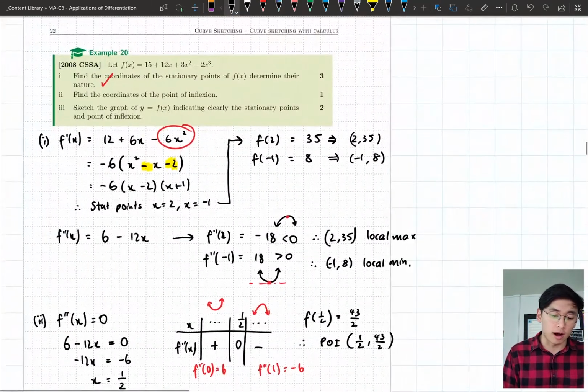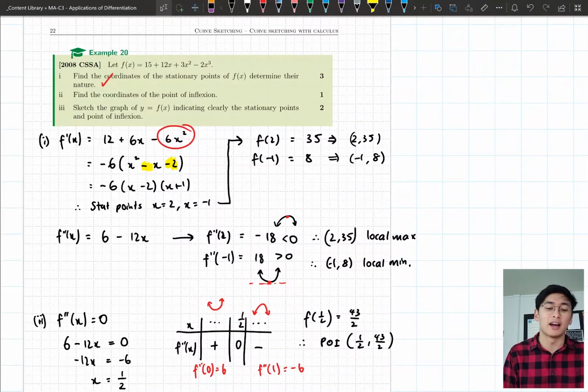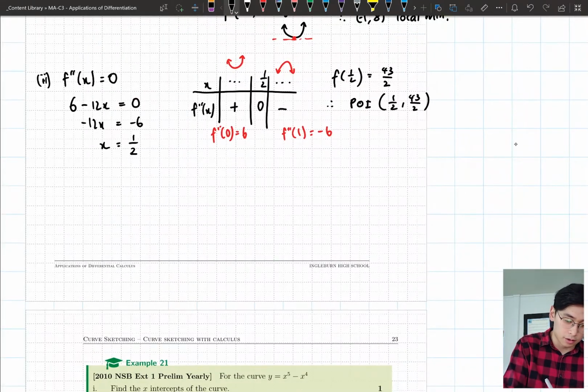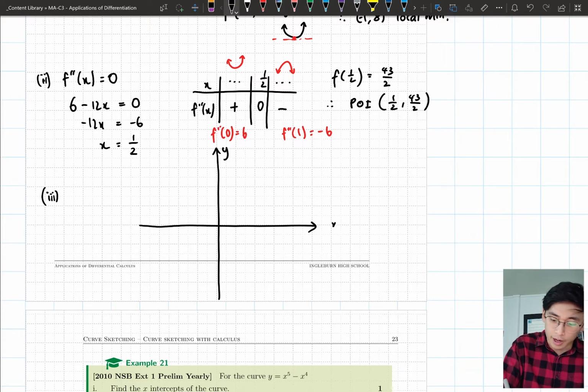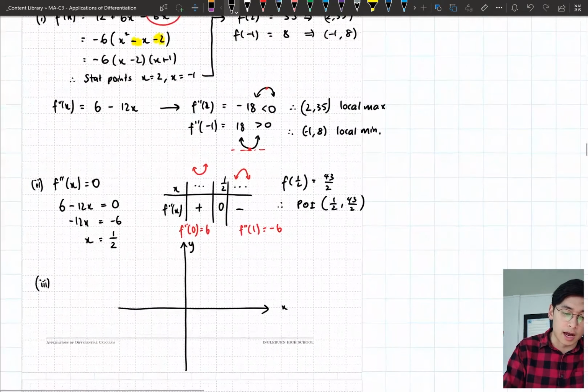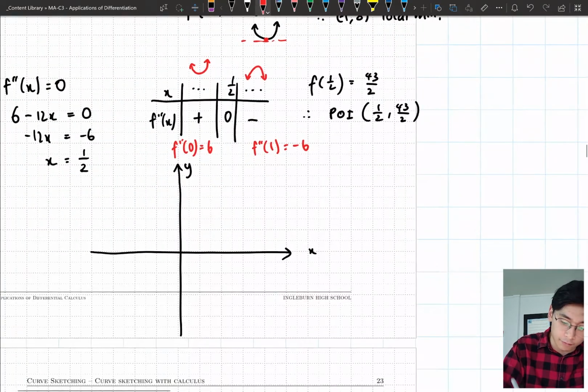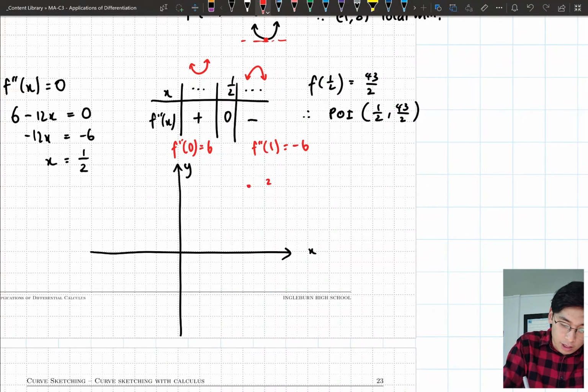Part 3, sketch the graph, indicating clearly stationary points and the point of inflection. Okay, so let's sketch the graph underneath here. I'm running out of space as well, so this isn't good. I'm going to draw up my Cartesian plane, y, x. I'm going to put in my points. The first point that I had was a stationary point at 2, 35, so I'm going to put a dot at roughly 2, 35. Now this doesn't have to be perfectly to scale. As long as you show all the key features, you should be fine.